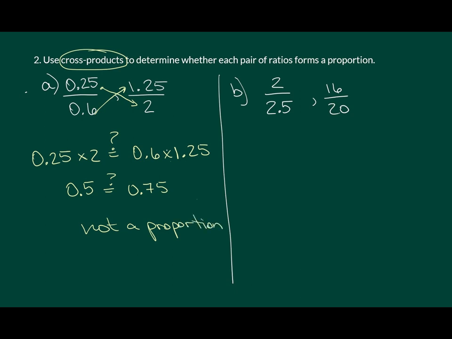In B, it says 2 over 2.5 and 16 over 20. So let's do cross products again. So 2 times 20, is that the same as 2.5 times 16? If you multiply this, you get 40, 2 times 20. And if you multiply 2.5 times 16, you also get 40. So yes, this is a proportion.